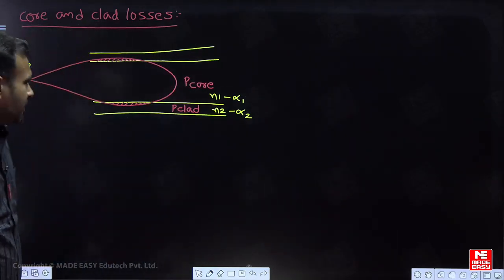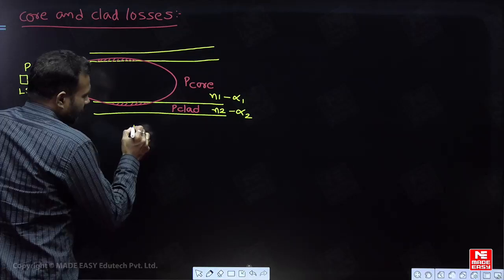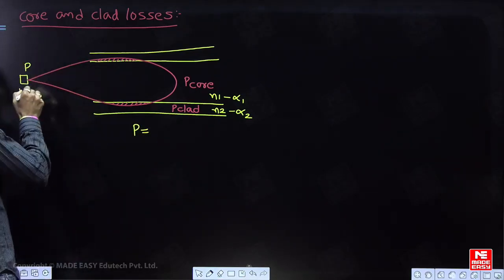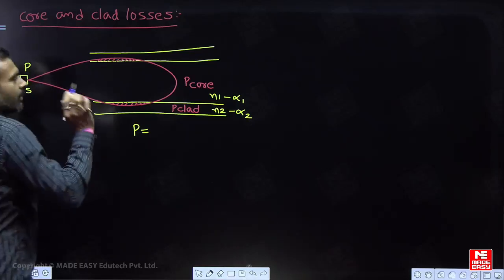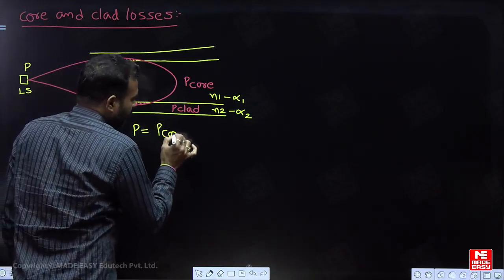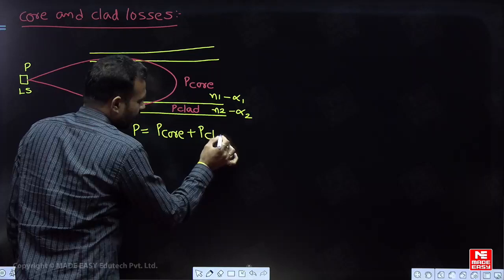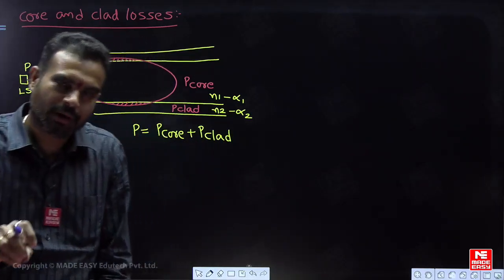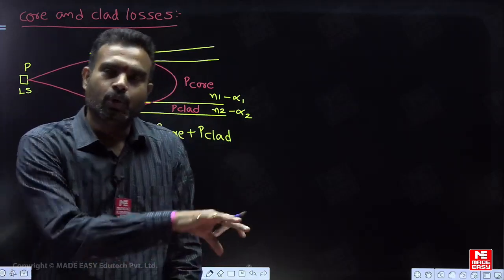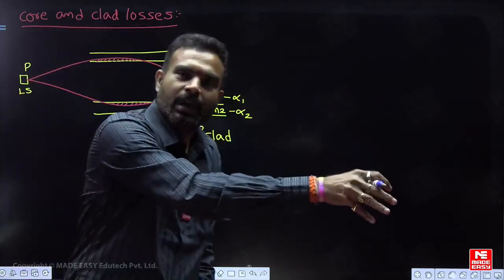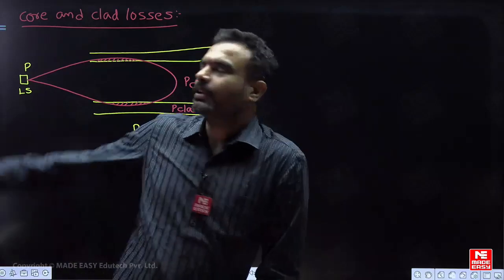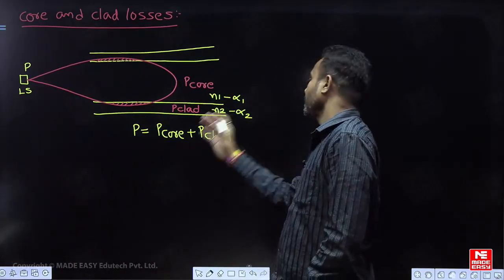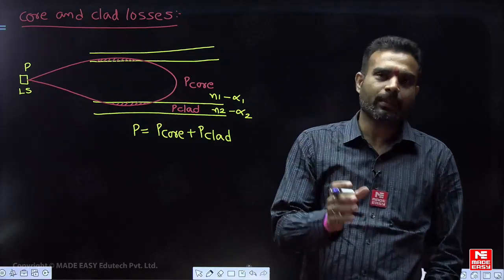Therefore what we are doing is, see bhaiya, power P, understand the concept, power P is the total power generated by the light source. Power P is equal to power present in the core plus power present in the clad. So core has some power, clad has some power, add both and we get power P, which is the power of the light source. So P equals P core plus P clad.